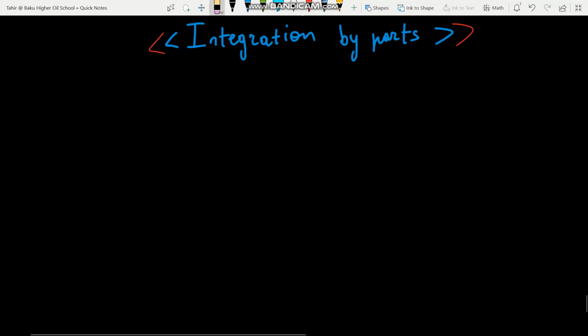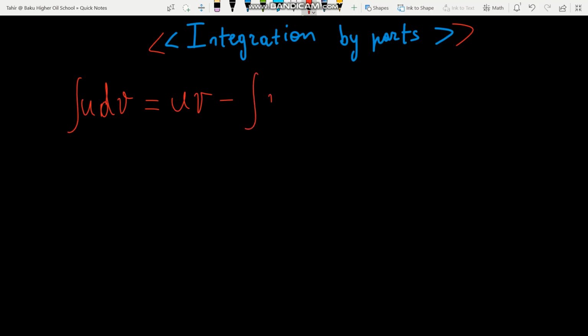In this video, we will be talking about integration by parts, and we will try to prove the formula for it. Let's first of all write down the formula for integration by parts. Integration u dv can be represented as u multiplied by v minus integration v du. And in order to prove the theorem, we will use the product rule.